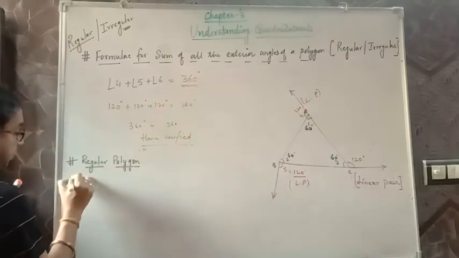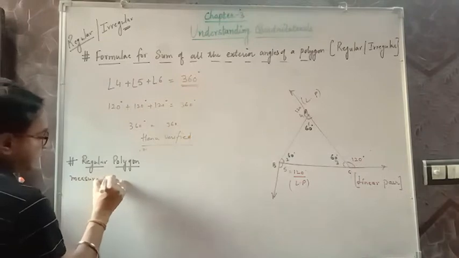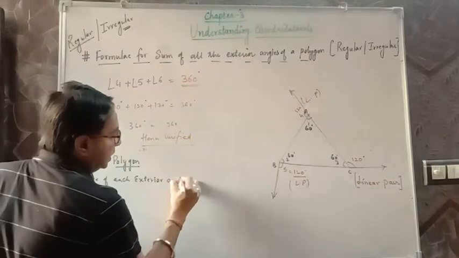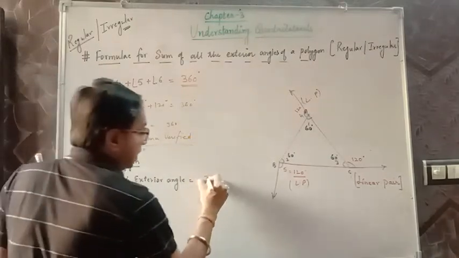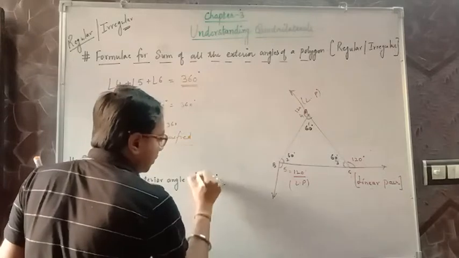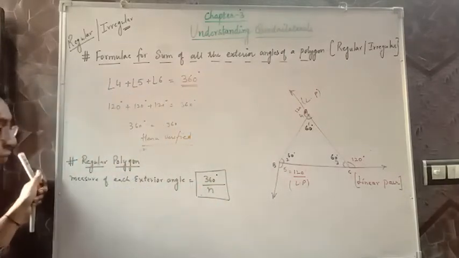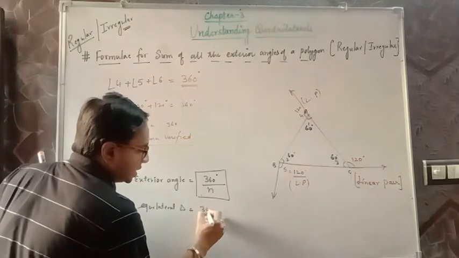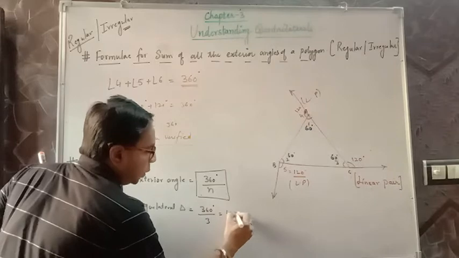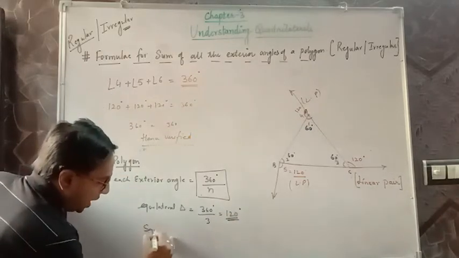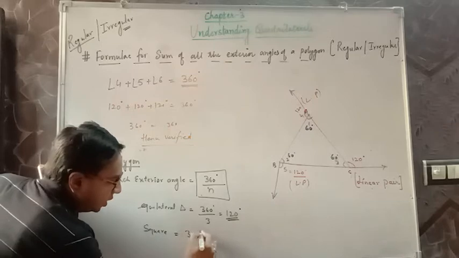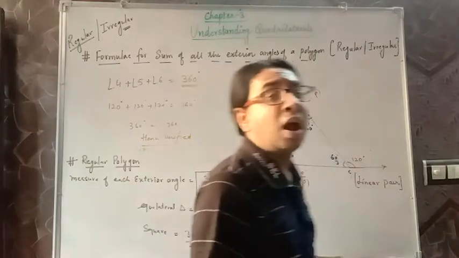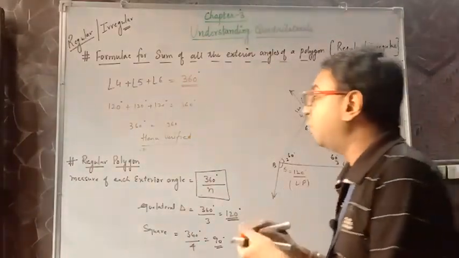For a regular polygon, the measure of each exterior angle is equal to 360 degrees upon the number of sides. This is what we need. If you see for an equilateral triangle, 360 degrees upon 3, you'll get 120 degrees. Hence verified. For a square, you'll get 360 degrees upon 4, that's 90 degrees. And you know that each interior angle and each exterior angle of a square would be 90 degrees.